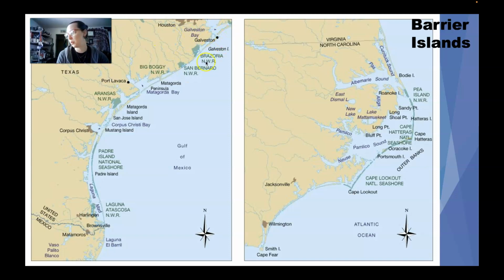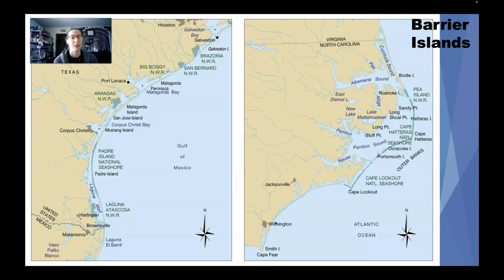So on the left here, we're looking at Texas. So we have Galveston, and Houston is right up here. And we can see this kind of line that helps protect the coast. And that's basically what these things do, which I think is really quite fascinating. Then here on the right, we're looking at North Carolina and the barrier islands that help protect the coast there.